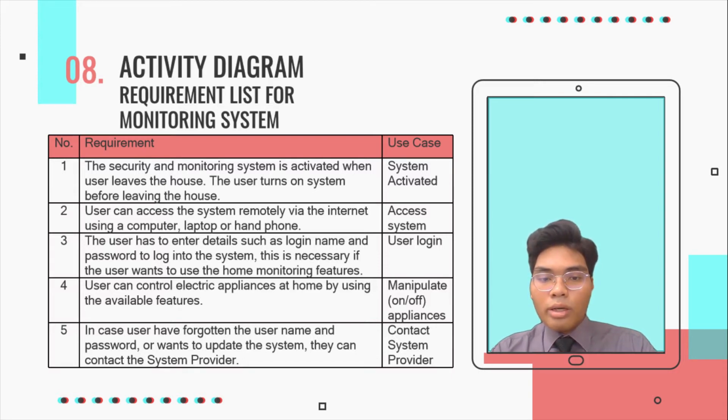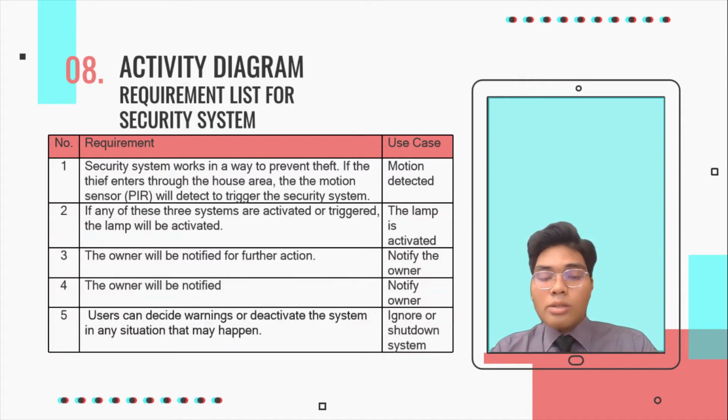So user can control electric appliances at home by using the available features which manipulate turn on or off the appliances. So in case user have forgotten the username and password or want to update the system, they can contact the system provider. So the next one is the requirement list for security system.